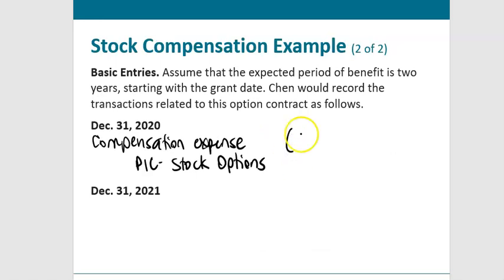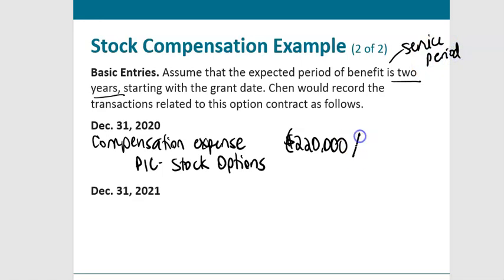Total compensation expense is $220,000. And the service period, we're told, the benefit period, is 2 years. That's our service period. So let's divide that by 2. Compensation expense, $220,000 divided by 2 is $110,000.